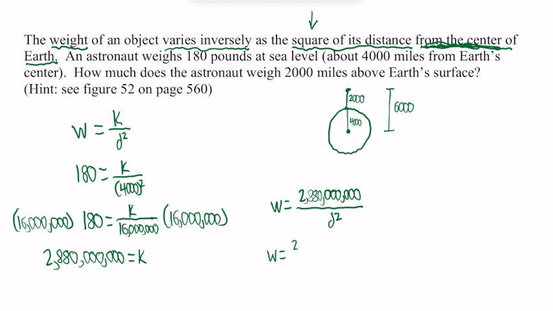And we have W equals 2,880,000,000 divided by 6,000 squared. So if we take that 2,880,000,000 and divide it by 6,000 squared, here we get 80 for our answer. We're finding a weight, and the units for weight on this problem are pounds. So our answer is 80 pounds.